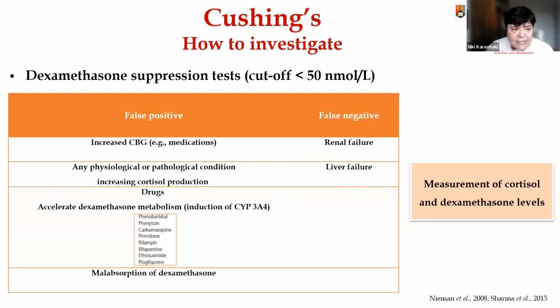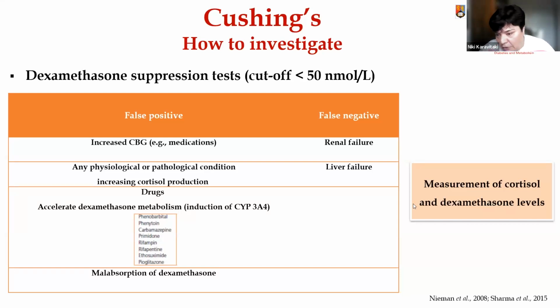And if we discuss a little bit the dexamethasone suppression test, the cutoff we are using is below 15 nanomoles per liter. We have to remember the false positive and false negative scenarios. So false positive, if we are dealing with increased cortisol binding globulin, like in patients who are on oral estrogens. False positive results can be given in any physiological or pathological condition that increases cortisol production. Some drugs that accelerate the dexamethasone metabolism can give false positive results, and of course, malabsorption of dexamethasone.